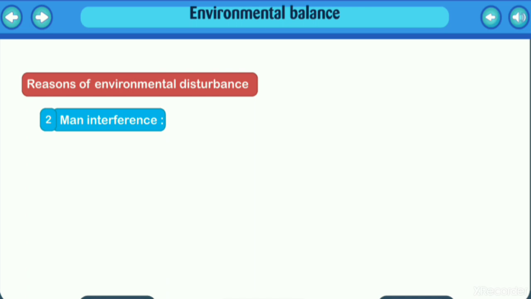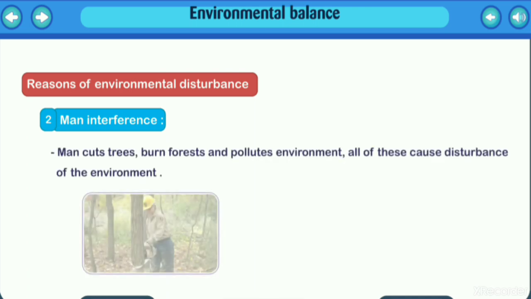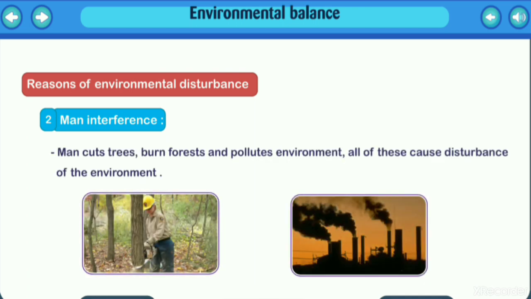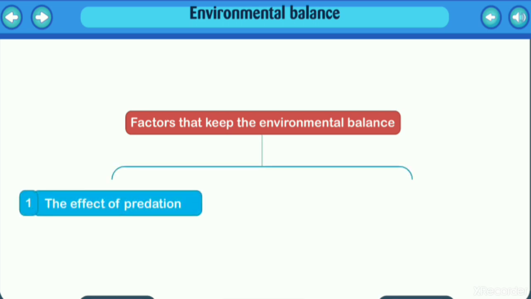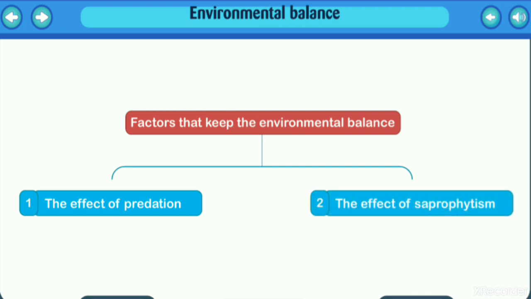The second reason is man interference. Man cuts trees, burns forests, and pollutes the environment. All of these cause disturbance of the environment. Now we will talk about the factors that keep the environmental balance. One, the effect of predation. Two, the effect of saprophytism.